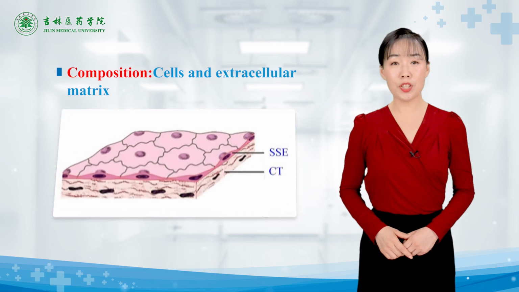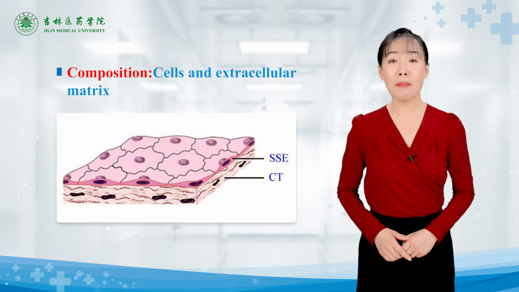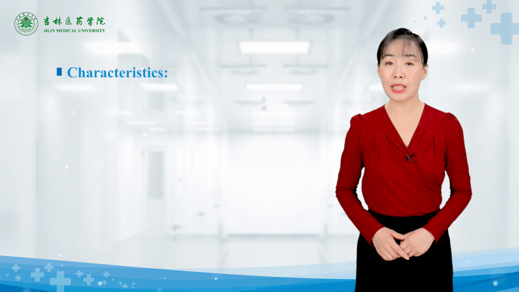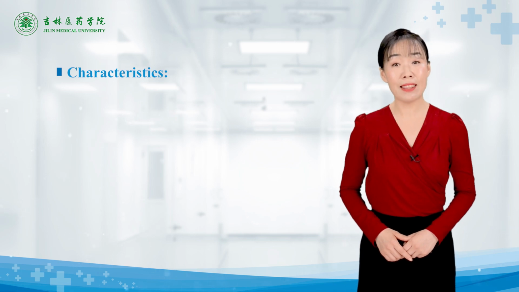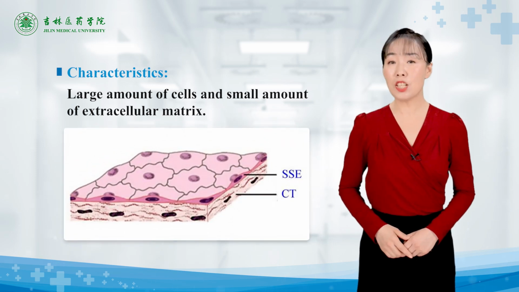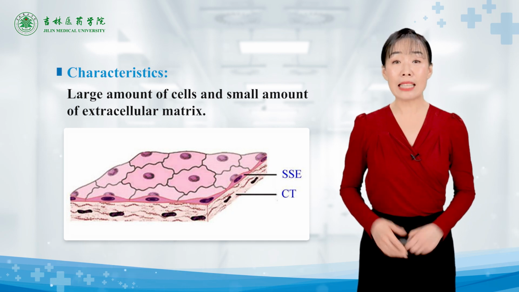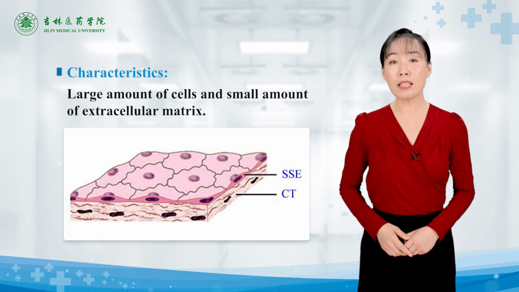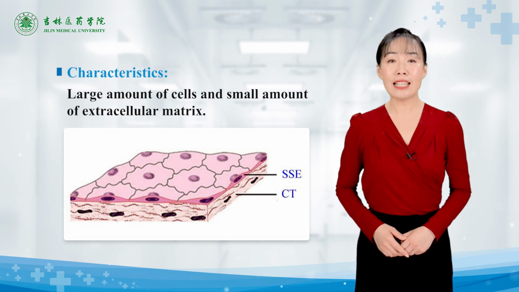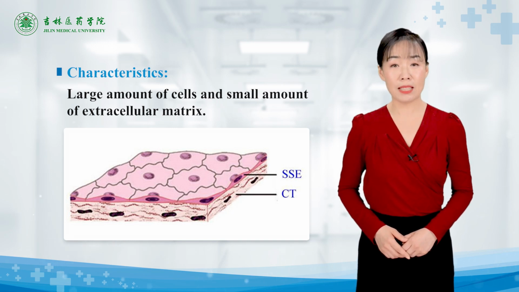The epithelial tissue is composed of cells and extracellular matrix. The following general structural characteristics are involved in epithelium. It has a large amount of cells and a small amount of extracellular matrix. The cells are tightly joined. Spaces between adjacent epithelial cells are very narrow, which is occupied by very small amounts of intercellular substances.